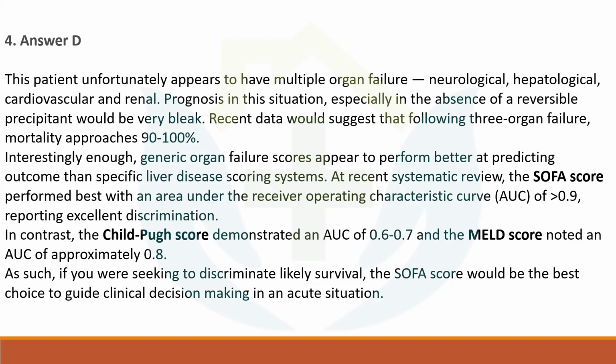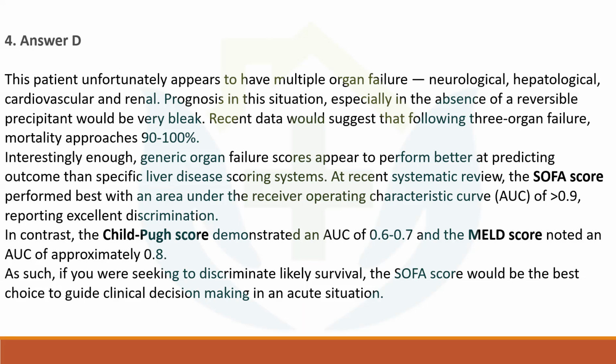Okay, so the correct answer is D, the SOFA score. Why is this answer correct? This patient unfortunately appears to have multiple organ dysfunction. There is neurological, hepatological, cardiovascular, and renal involvement. Prognosis in this situation, especially in the absence of a reversible precipitant, would be very bleak. Recent data would suggest the following: three organ failures and mortality about 90 to 100%. Interestingly enough, the generic organ failure scores appear to perform better at predicting outcome than specific liver disease scoring systems.